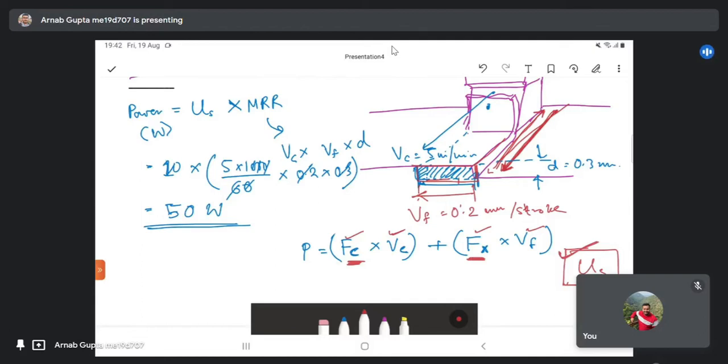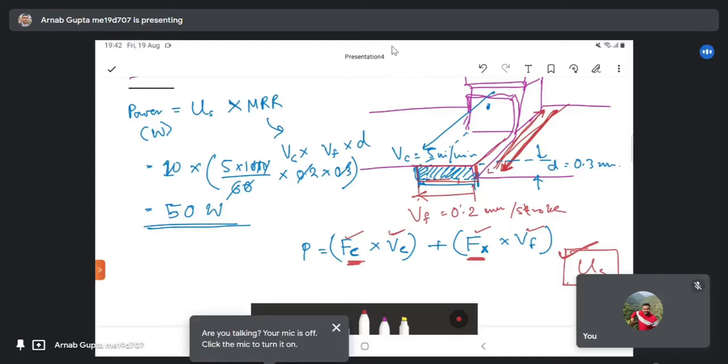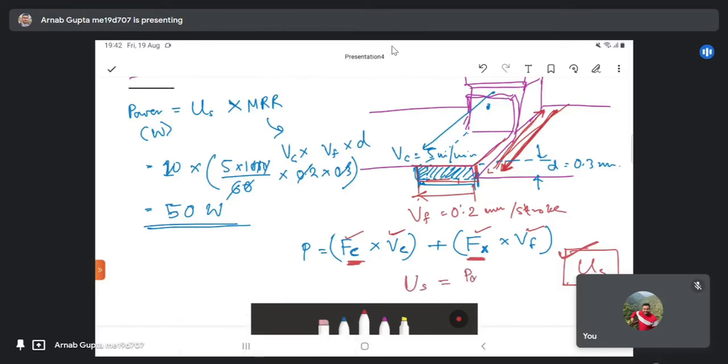From power, and also we calculate MRR from this Vc, Vf values, depth of cut also. And then we calculate Us is equal to power, that is P divided by MRR. This is another type of problem that you may encounter. So in those type of problems, you should be given with the values of cutting forces. Or to be more practical, you need to measure them using a dynamometer.